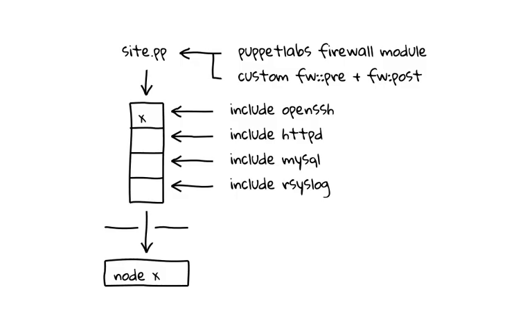So let's drive this point home with a couple diagrams. We have our site.pp file which holds our node definition, and we define our FW pre and post firewall rules. I think of these as a standard set of rules which get applied globally across all nodes. Then as we include modules in each node, they get tallied up and each node gets a custom firewall. For example, one node might have OpenSSH included, but another might have OpenSSH and a few others.